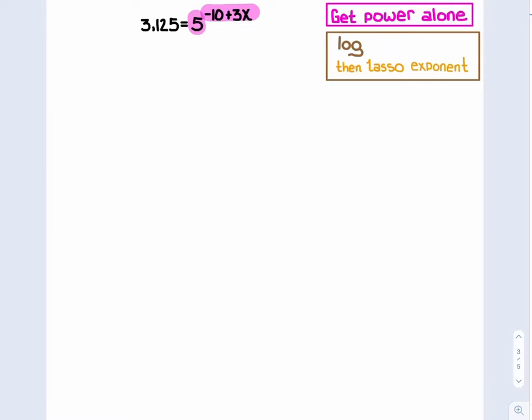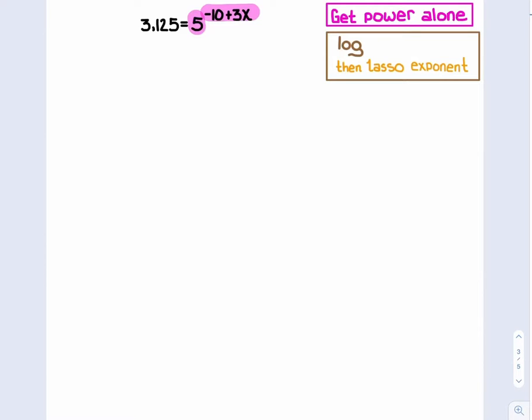A power has a base and it has an exponent. In this case, the base is 5 and the exponent is -10 plus 3 to the x. Maybe there's a plus 7 off to the side of that and you'd need to subtract 7 to get the power alone. But since the power is alone, we are ready to log and lasso.